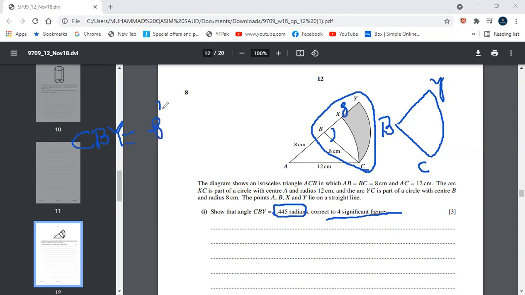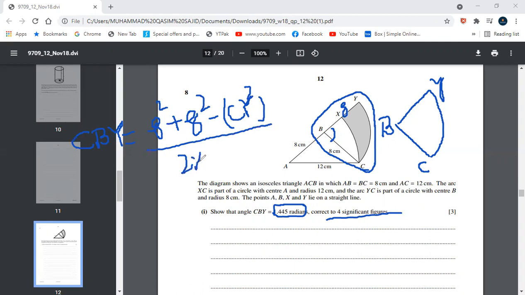First length is 8 square, now using the cosine formula. First length is 8, second is 8, minus the length of this one, which we have to find, that is CY square, upon 2 multiplied by the other ones, that is 8. Is it clear? Yes sir.